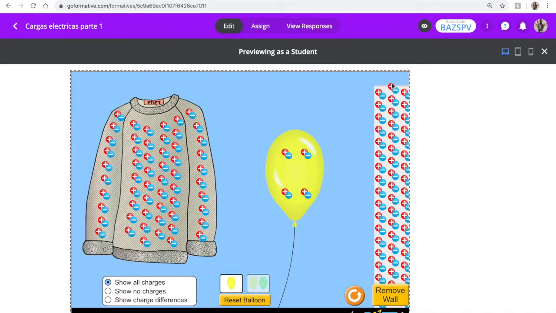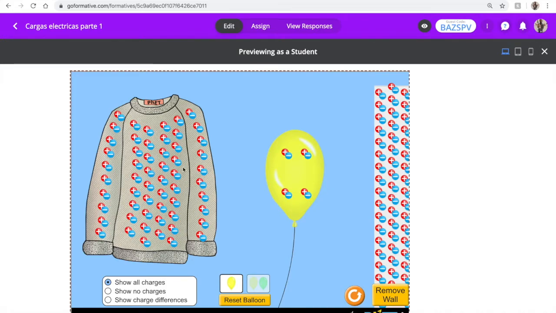Now, in the wall, it's exactly the same. The wall has the same quantity of positive and negative, and then also the jacket is exactly the same. If we can see right here, they have exactly the same quantity of positive and negative.